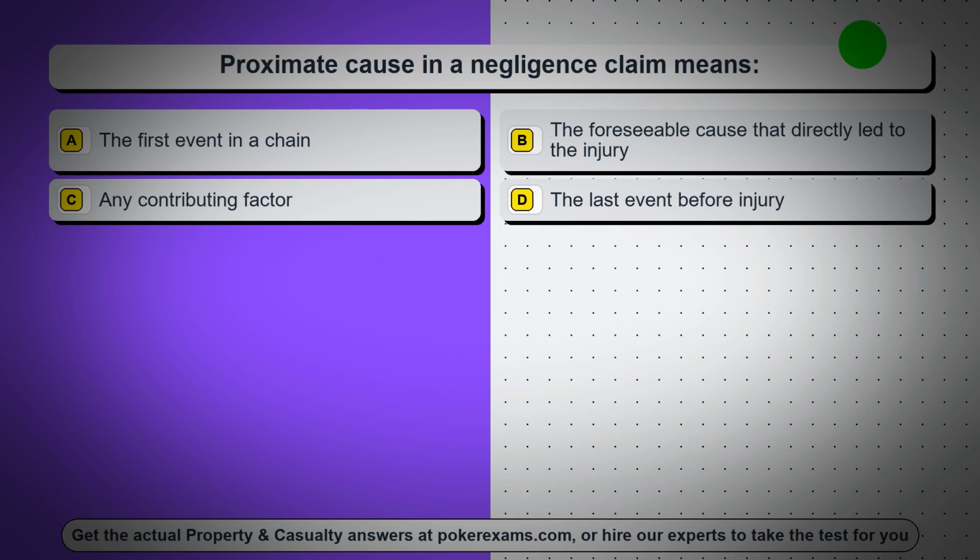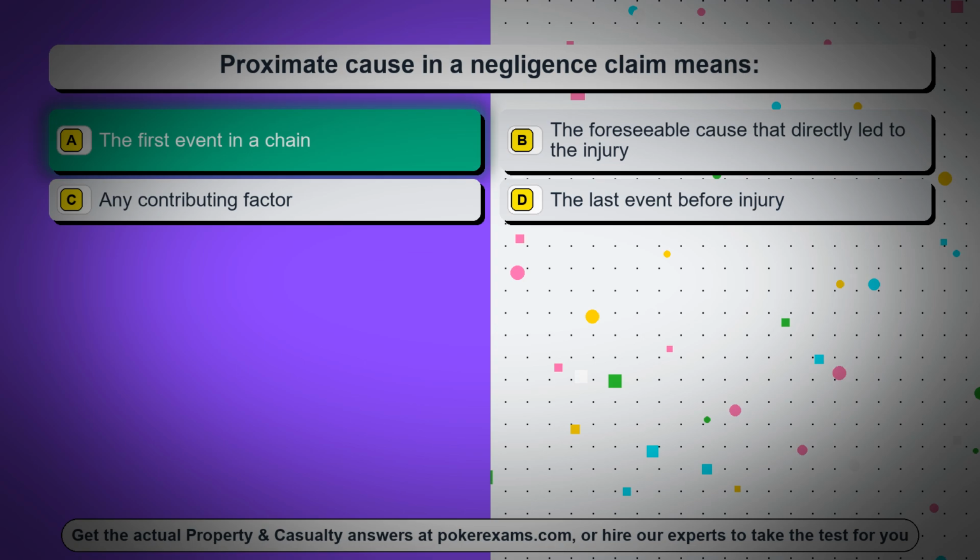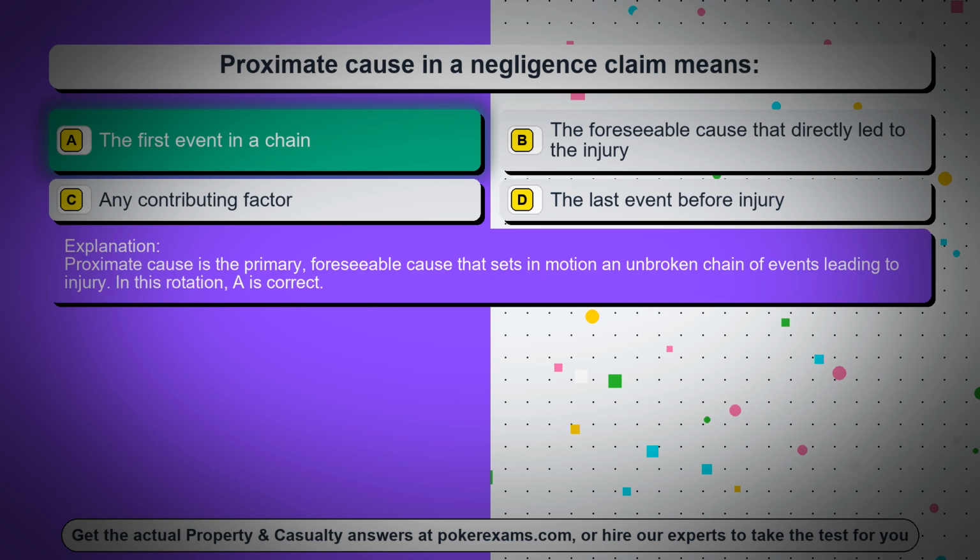Question 66. Proximate cause in a negligence claim means. Option A, the first event in a chain. Option B, the foreseeable cause that directly led to the injury. Option C, any contributing factor. Option D, the last event before injury. The correct answer is option A, the first event in a chain. Proximate cause is the primary, foreseeable cause that sets in motion an unbroken chain of events leading to injury. In this rotation, A is correct.